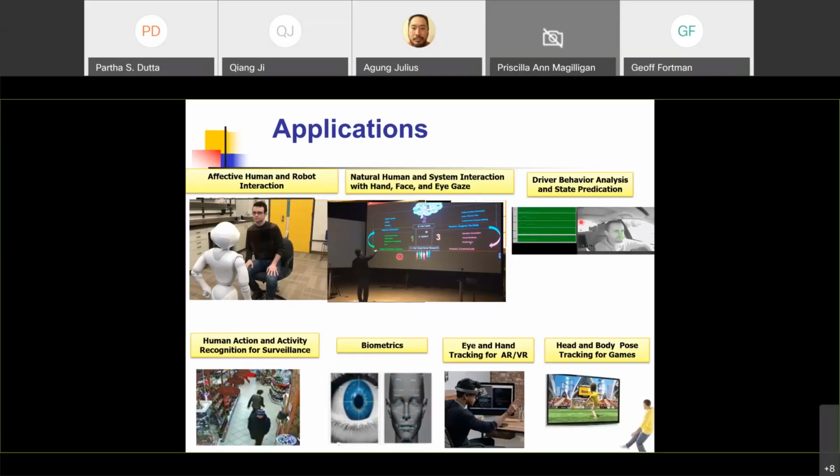We have also applied this to driver behavior analysis to detect drowsy, fatigued, and inattentive drivers. Our research has also been used for security, surveillance, biometrics, and VR, AR, and games.